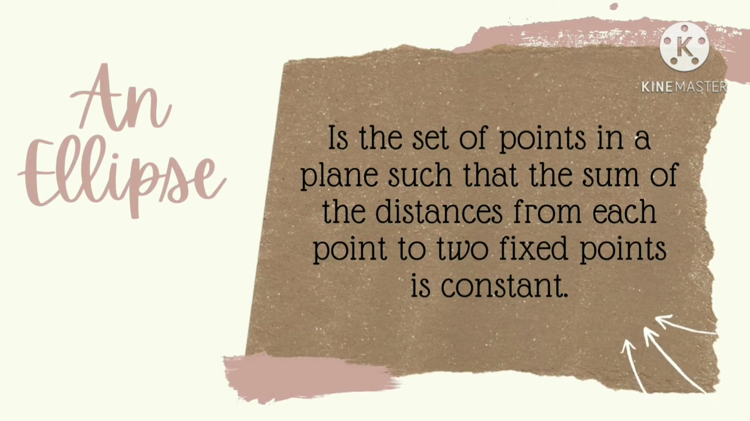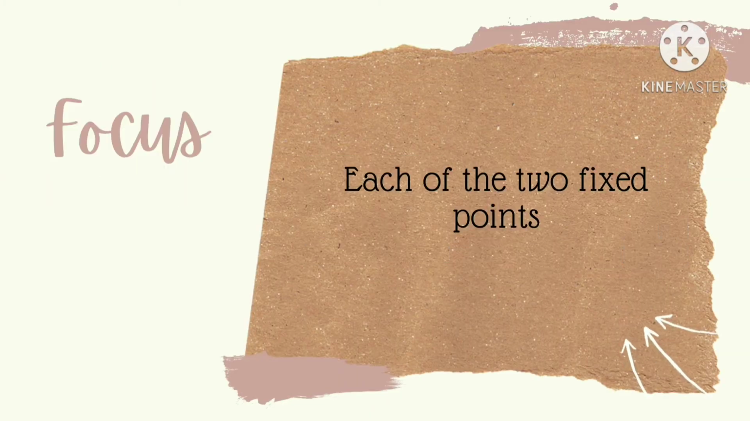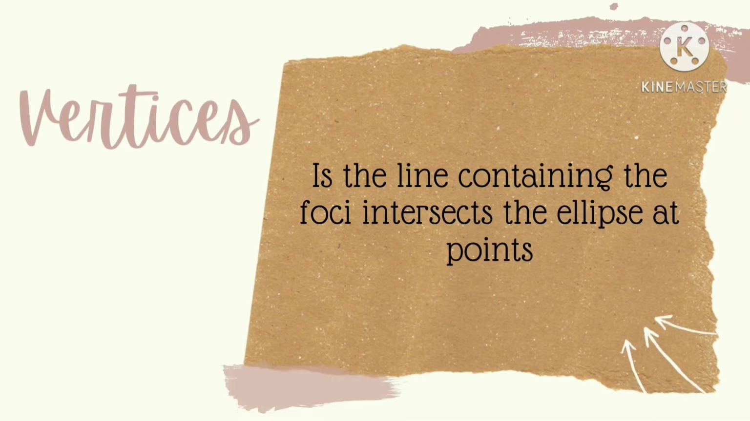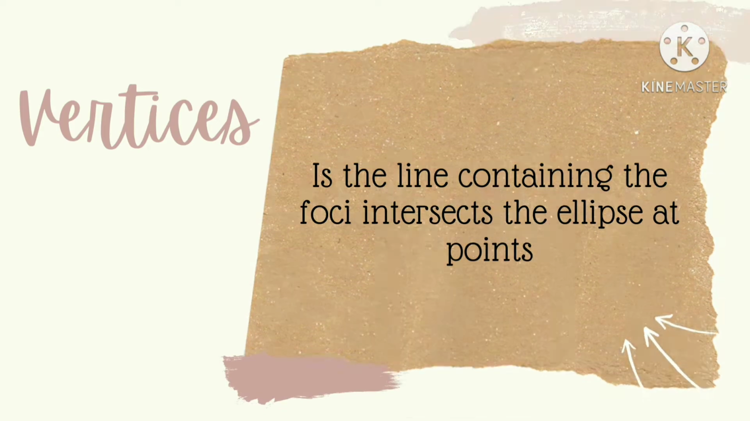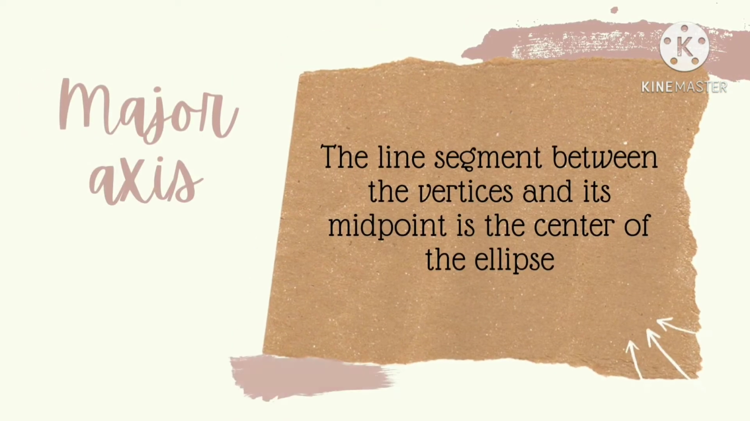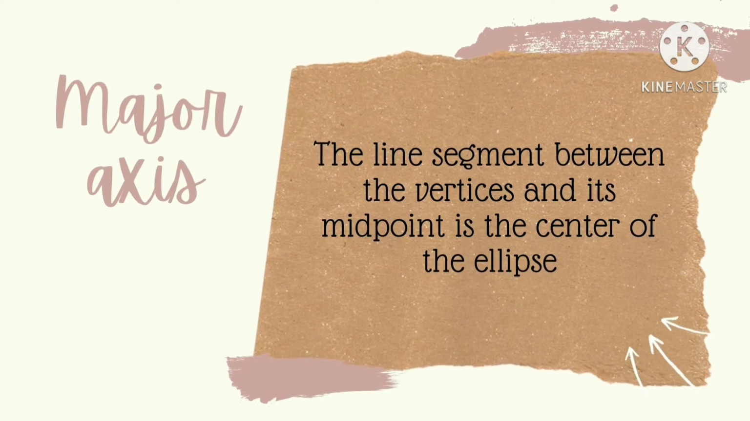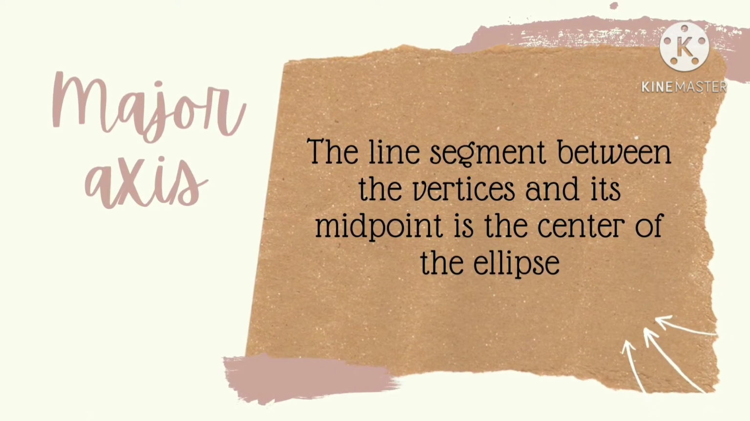An ellipse is a set of points in a plane such that the sum of the distances from each point to two fixed points is constant. Focus: each of the two fixed points. Vertices: the line containing the foci intersects the ellipse at two points. Major axis: the line segment between the vertices, and its midpoint is the center of the ellipse.